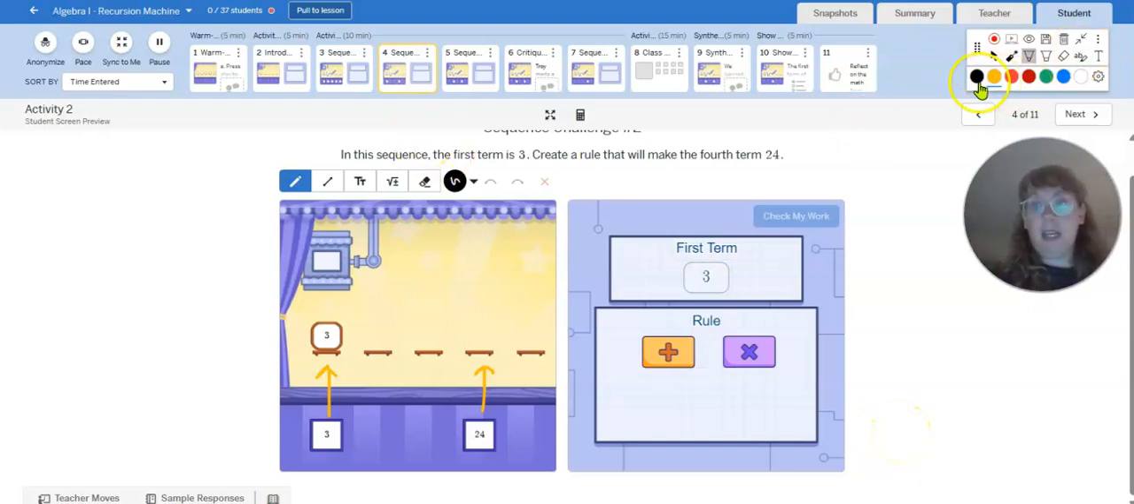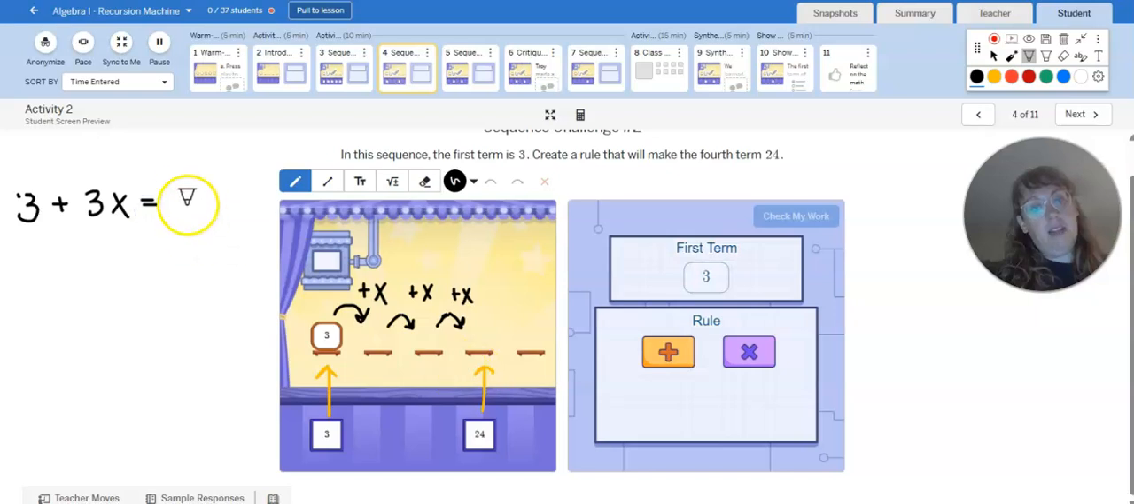We could think about this a couple ways. We could think about it using addition. We see that the number is growing, so we would add a number here. I'm just going to put x because we don't know what that number is to get to that term. We'd add a number here to get to our third term, and then we'd add it one more time to get to our fourth term. So if we start at 3, and then we add 1, 2, 3 x's, we end up at 24.